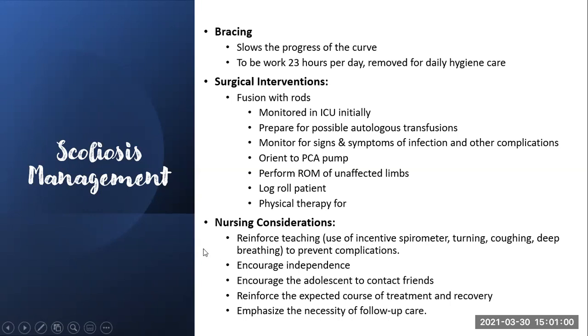Again, adolescents, while they're hospitalized, you want to encourage socialization with their friends. And even while they're going through this process with the bracing, socialization is important. Remember, they're in that identity versus isolation chapter of their psychosocial development.